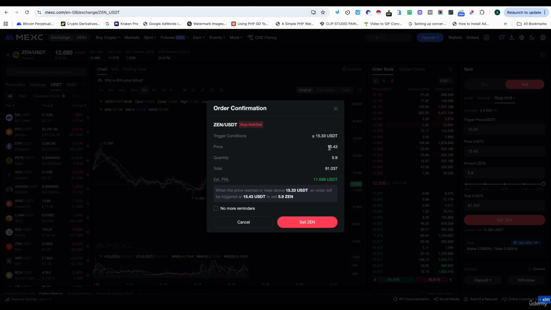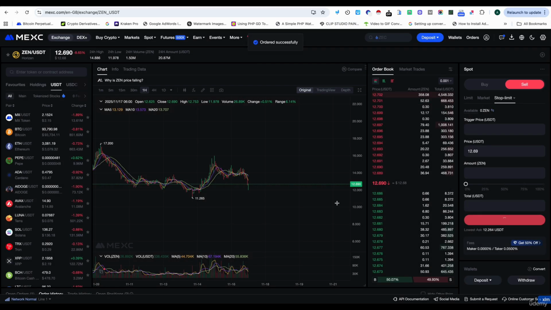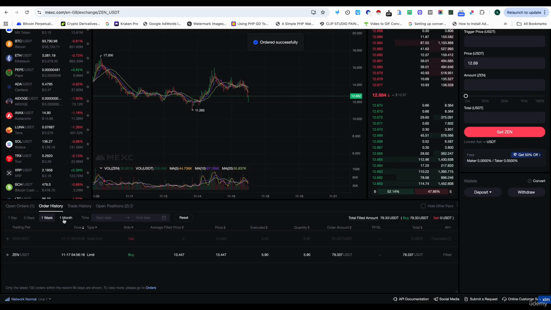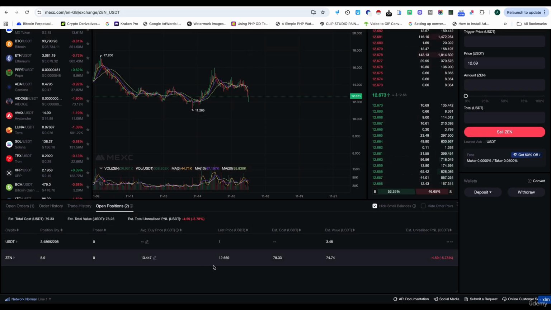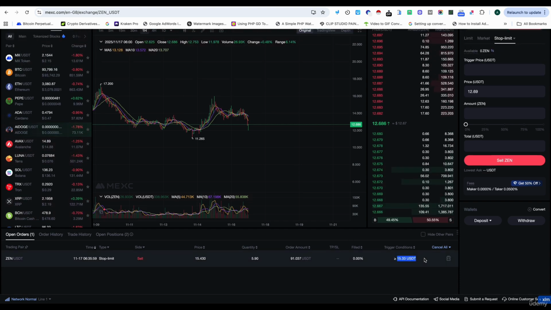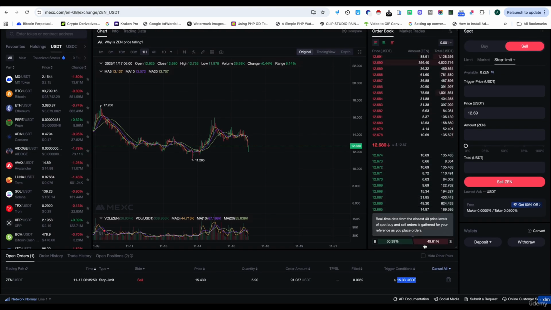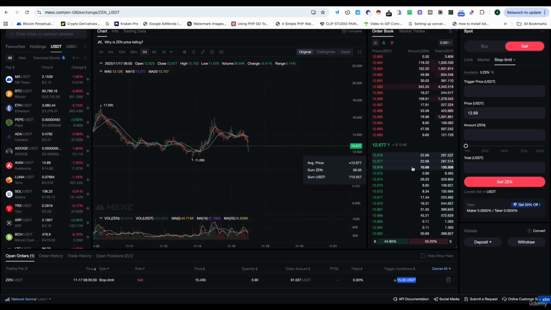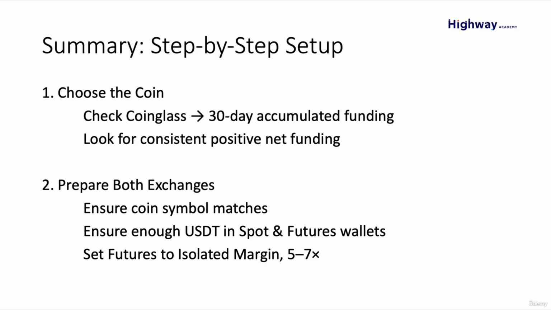And that completes the full setup of the spot versus perpetual funding rate arbitrage. It may feel a little complicated the first time you do it, so I recommend starting with a small amount. After a few attempts, once you become familiar with the process, you can increase your position size confidently. I have summarized all the steps in these slides. Pause the video and think about it.